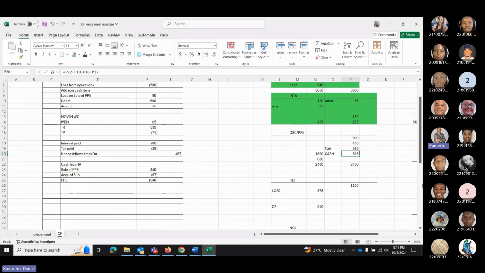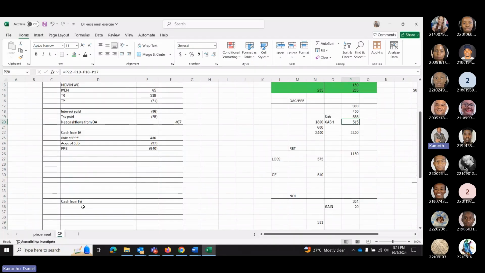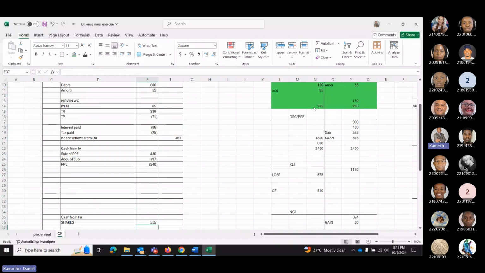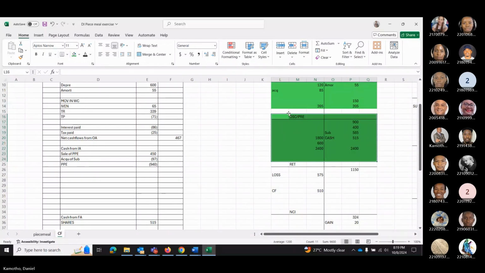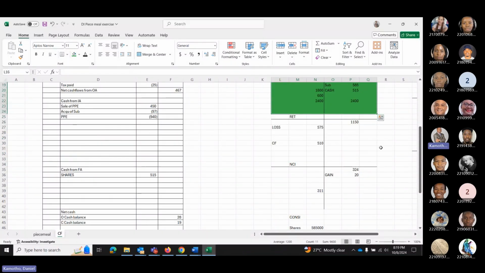So we are saying they received cash, and that is financing. So this is shares, and they have issued shares, and that is the amount that is there. This positive is an inflow. Again, we have closed that account. Retained earnings. What does retained earnings tell you? Whether we pay dividends or any amount like that. Again, we can work it out.